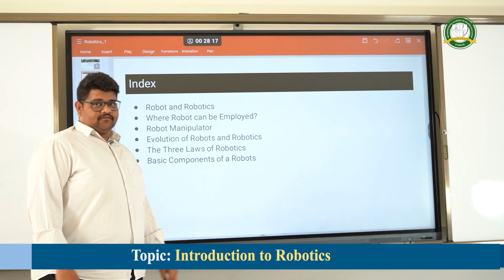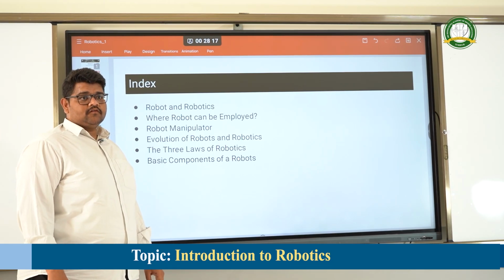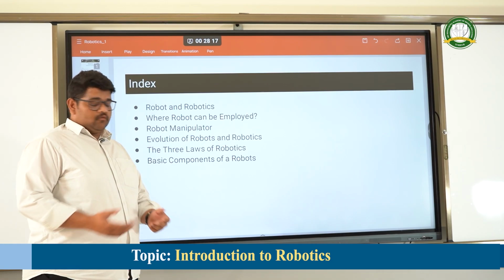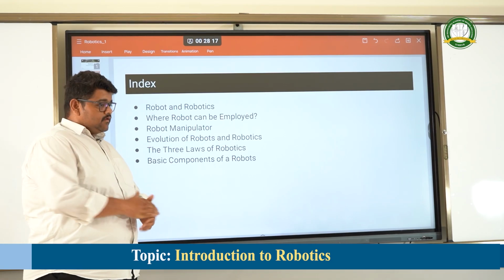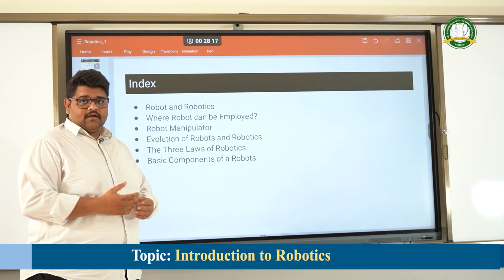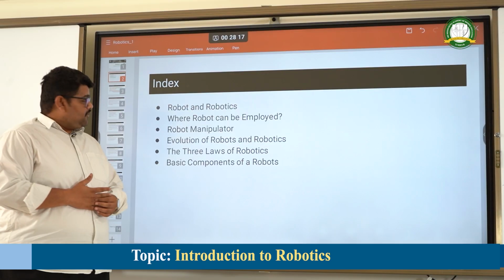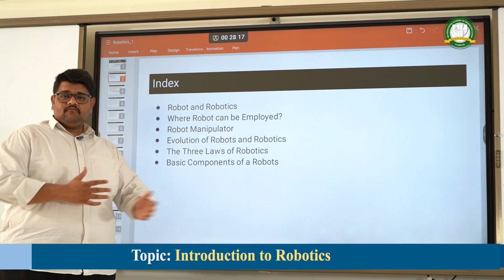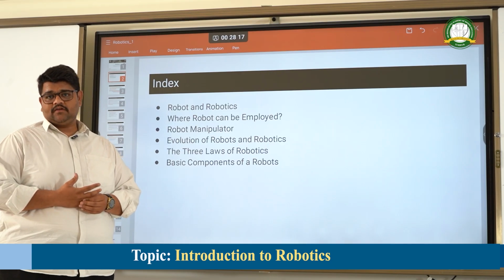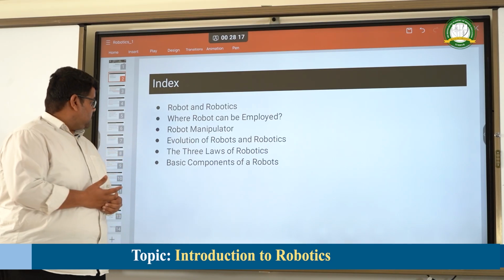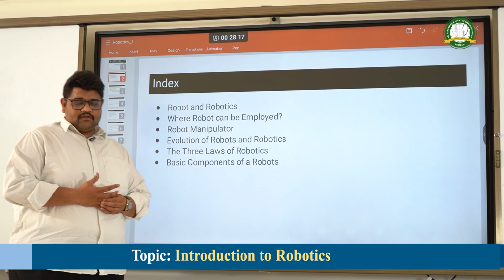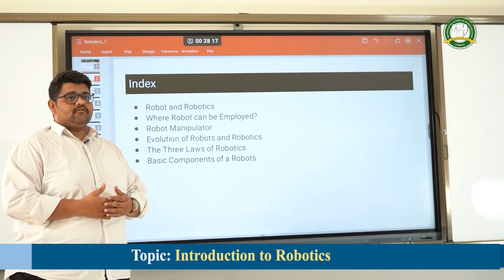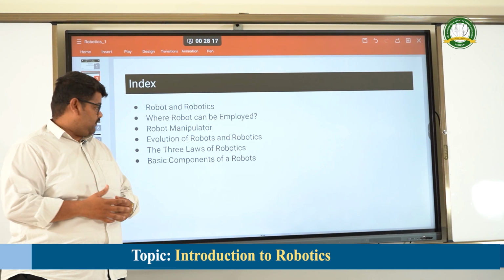We'll start by understanding what is robotics, followed by where we can employ the robots, the common type of robot which is called a manipulator, evolution of robots, such as the history. When we look back, what does the history look like with robots, and the three laws of robotics. Laws of robotics help the generation understand the ethics behind robotics.